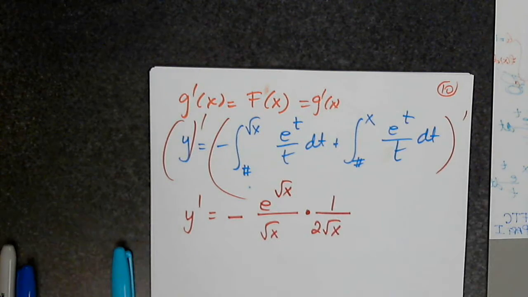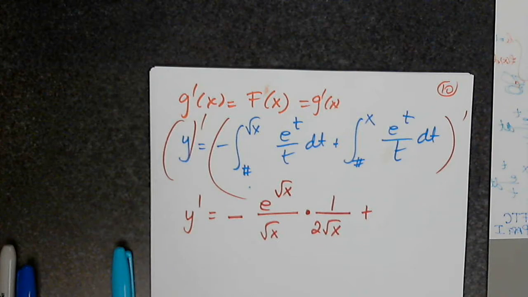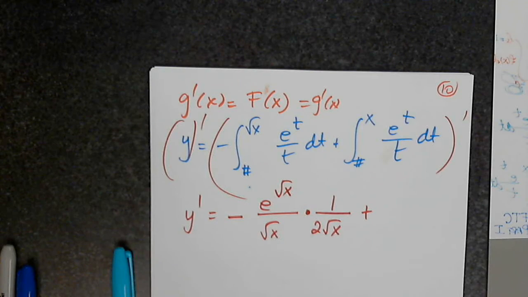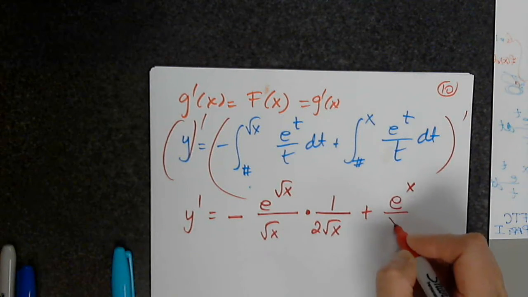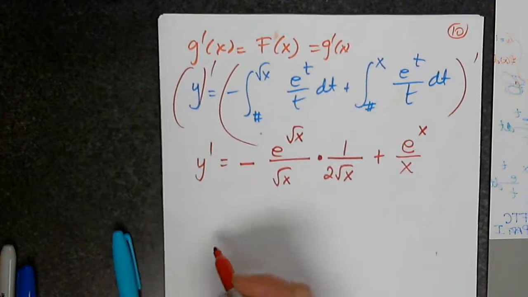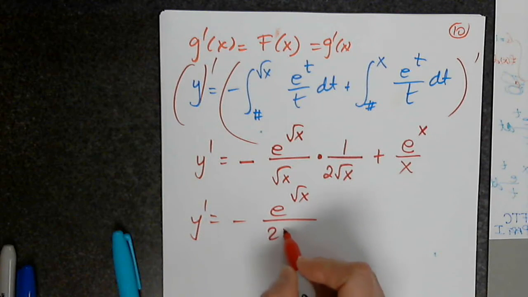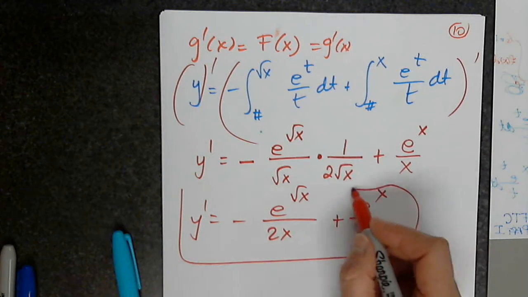Very good, plus, hang on, is it a function? It's e to the square root of x, it's not plain x. So plus e to x over x. I'm sorry. That's okay. So I will simplify by multiplying these two. So this is final now: negative e to the square root of x over 2x plus e to x over x, and this is it.